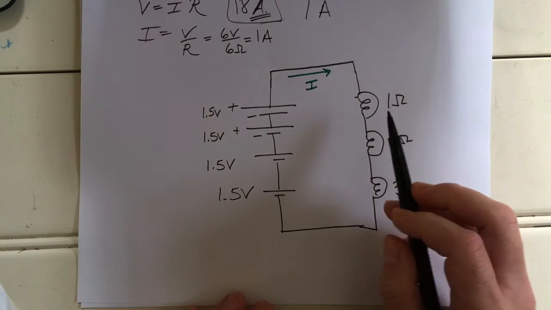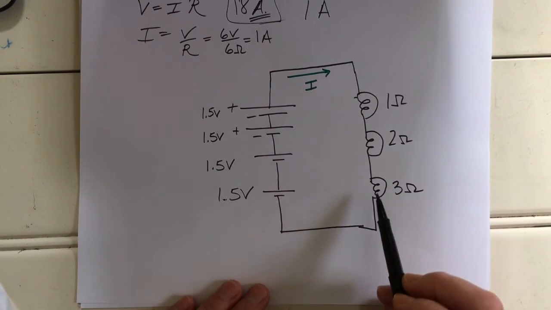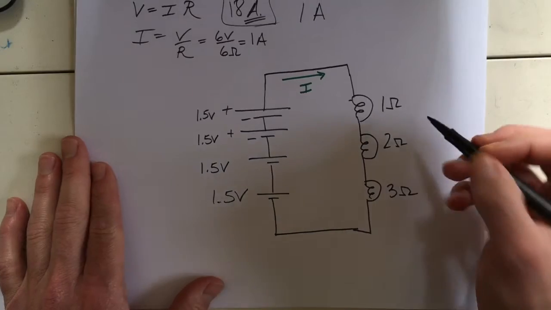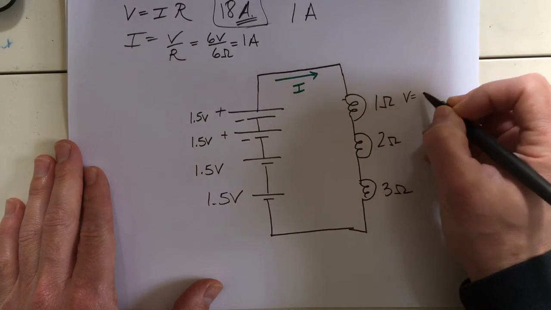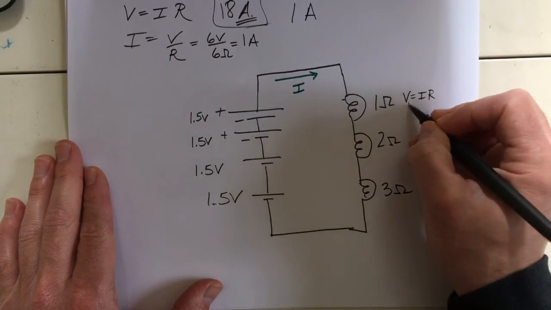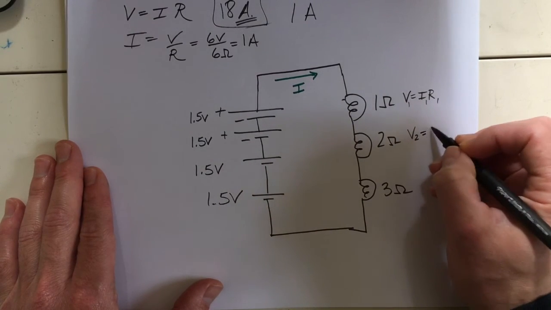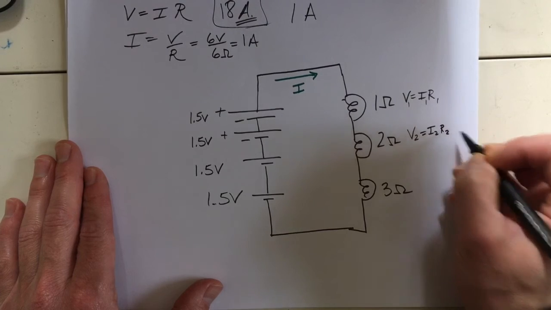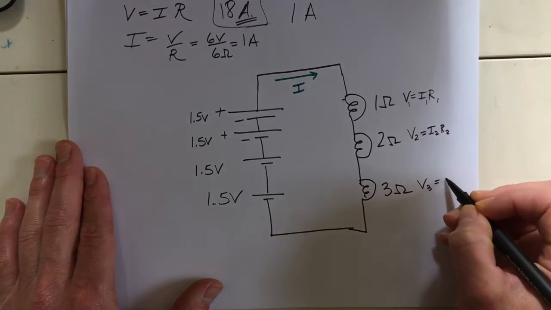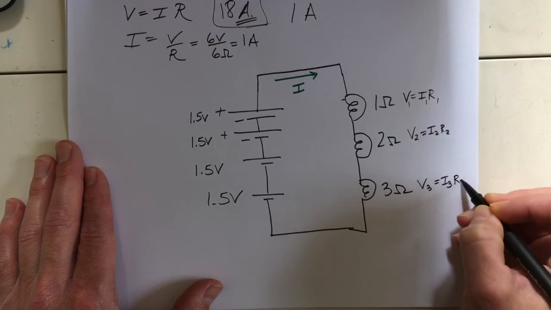If you were wondering, how much voltage did you spend at each bulb? How would you calculate that? You would use Ohm's law, right? V1 equals I1 times R1. V2, I'm calling this bulb 2, is equal to I2 times R2. V3 is equal to I3 times R3.